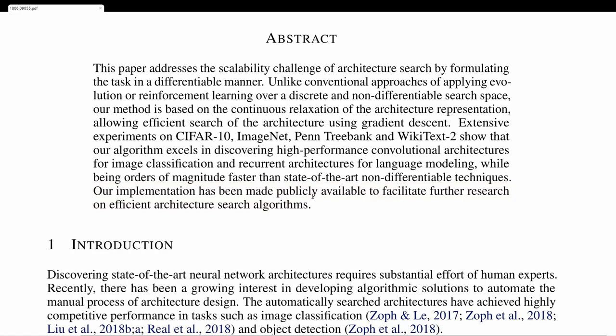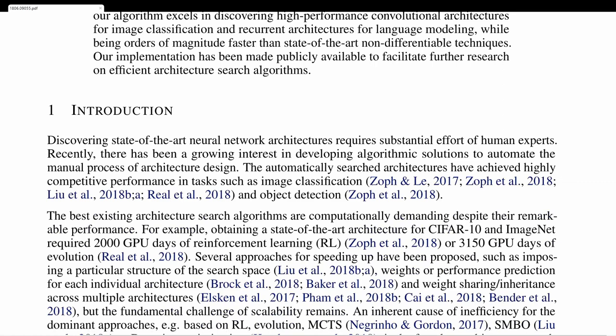1. Introduction. Discovering state-of-the-art neural network architectures requires substantial effort of human experts. Recently, there has been a growing interest in developing algorithmic solutions to automate the manual process of architecture design. The automatically searched architectures have achieved highly competitive performance in tasks such as image classification and object detection.